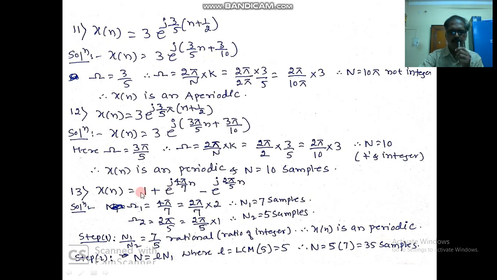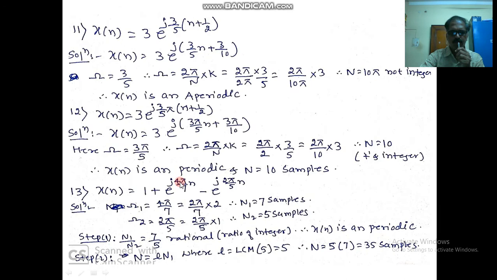Does the sum of periodic signals give a resultant periodic signal or not? In the case of continuous time signals, we use the ratios T1 by T2, T1 by T3, and so on. Here also we have to use the ratio N1 by N2. I will explain. The 1 is a constant, a DC signal, so there is no need to consider it. This is a complex exponential, and this is also a complex exponential signal.